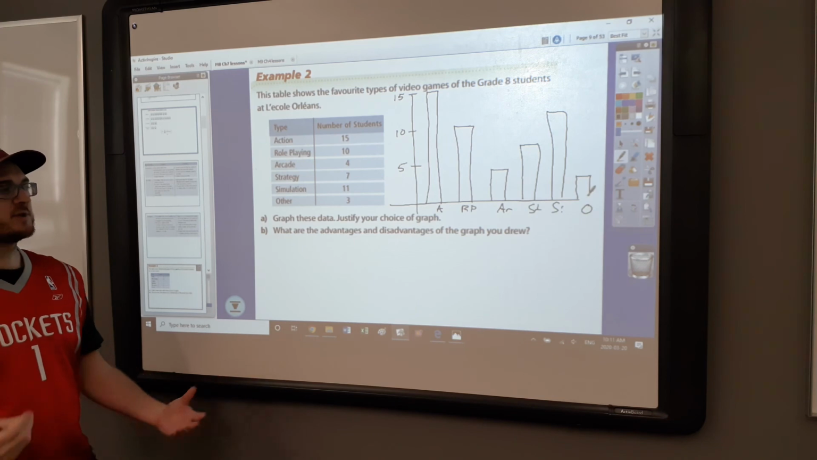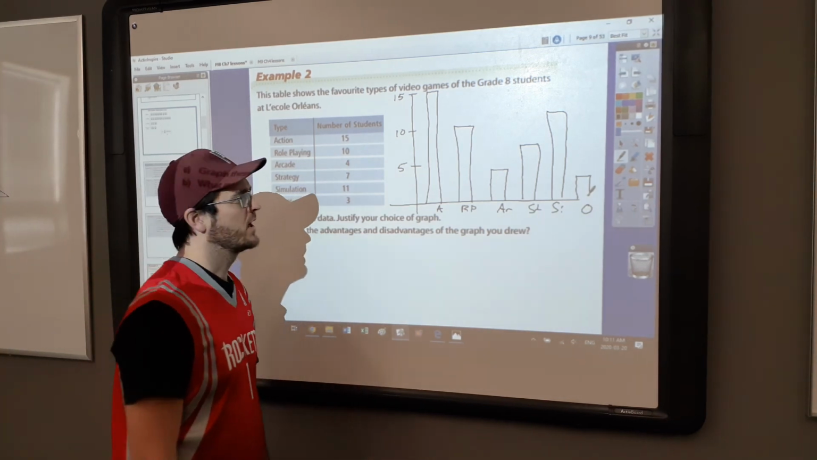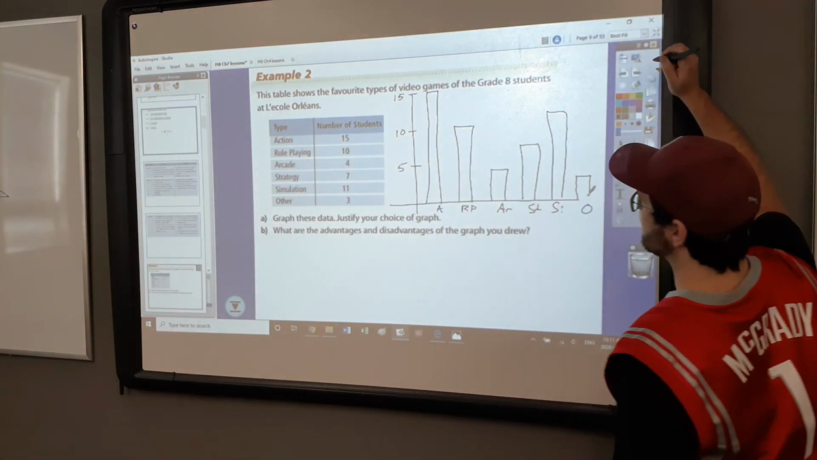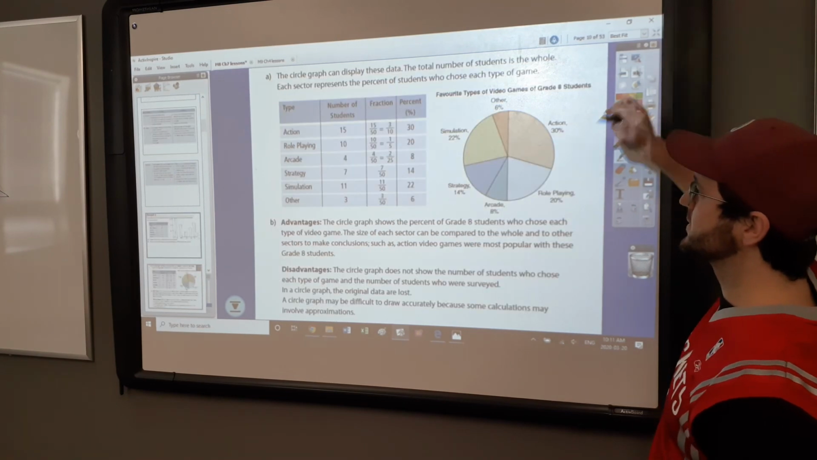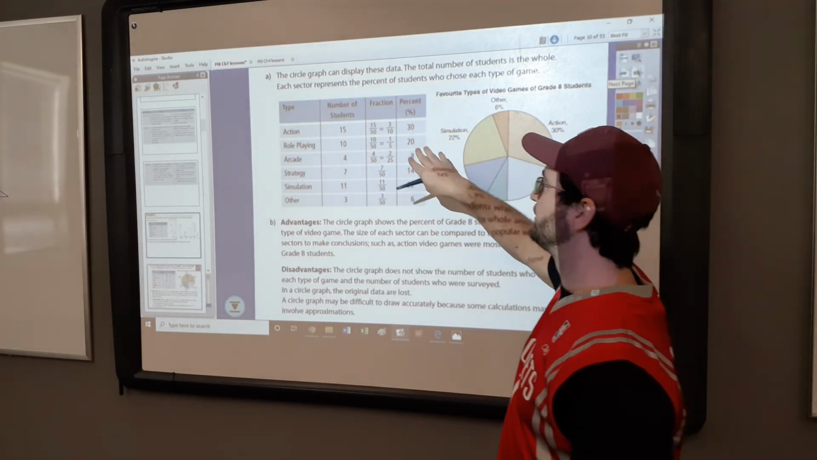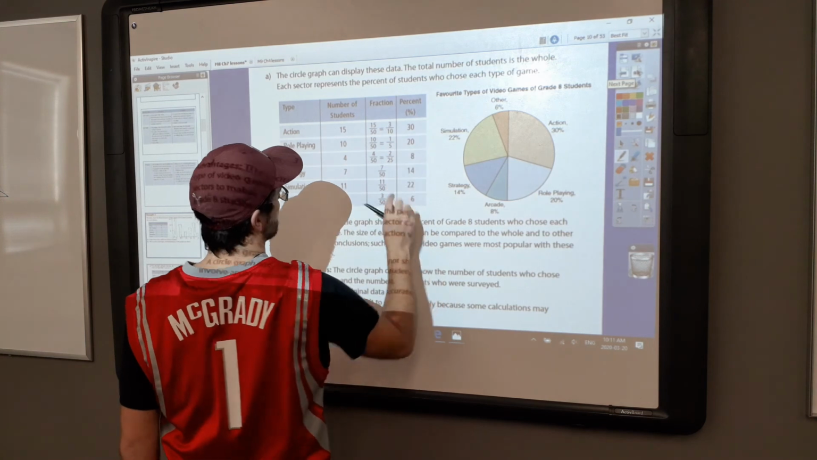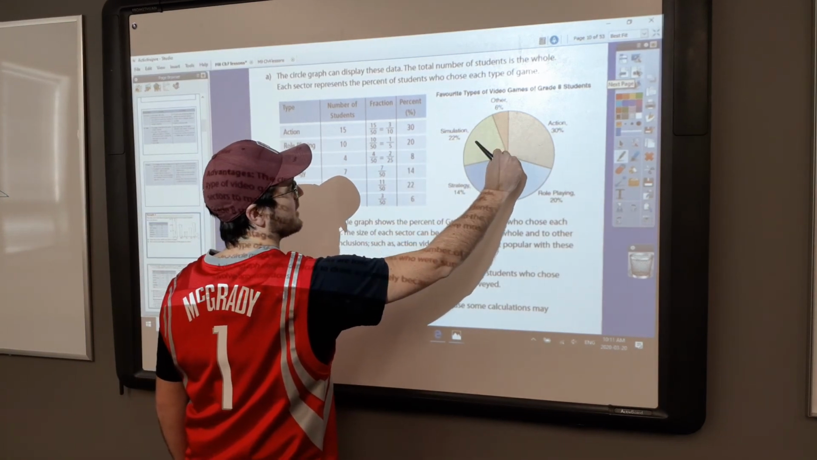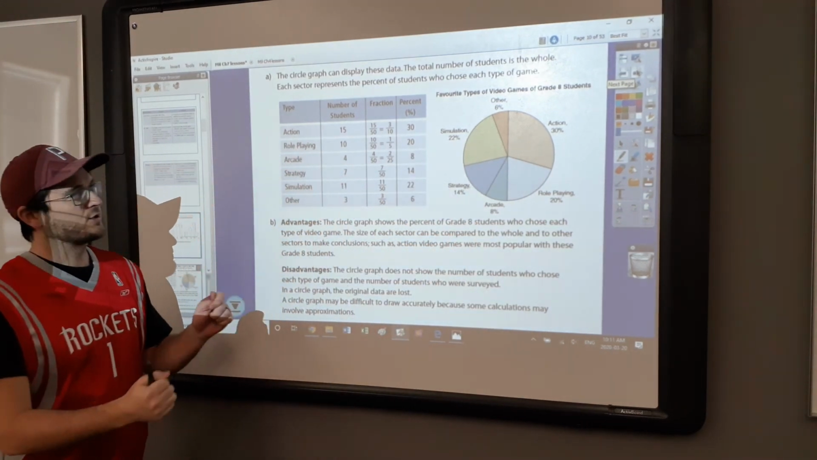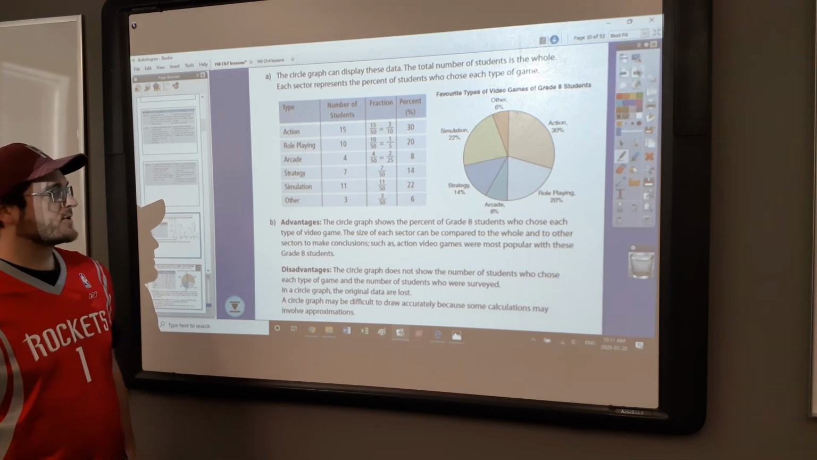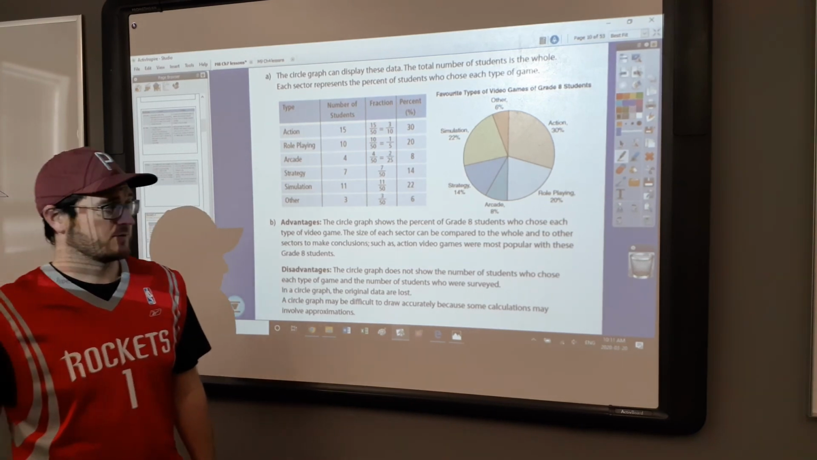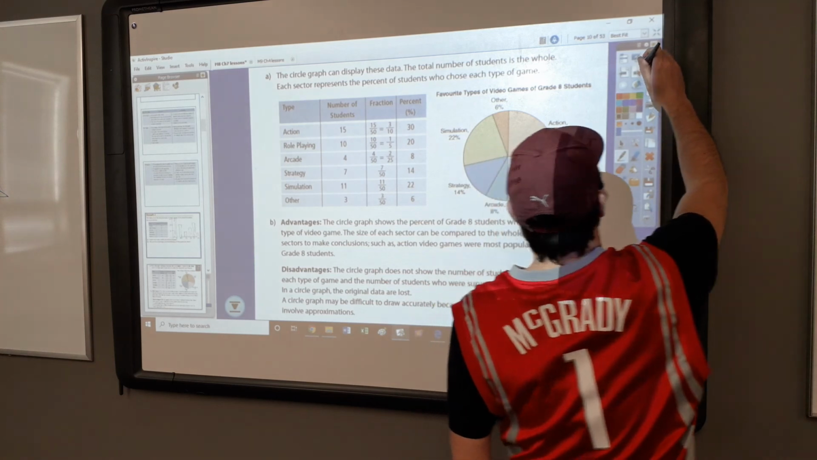What are the advantages and disadvantages? We already talked about that. In the book, they actually picked, for whatever reason, a circle graph, so they might have been interested in the percents. But notice they'll have to actually calculate the percent, and if you're going to do that, you need to grab your protractor and actually measure the angle that goes with that. So that'd be a huge disadvantage for me.